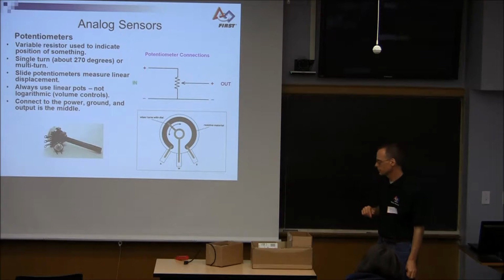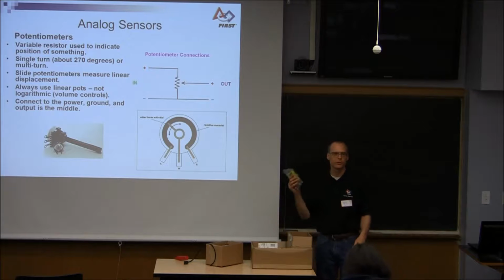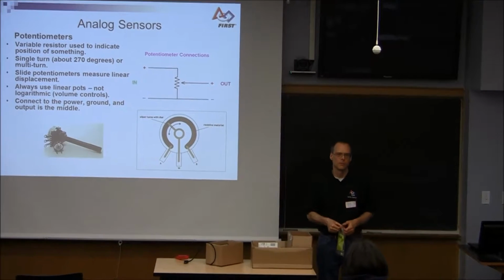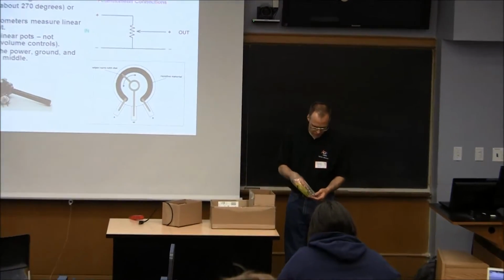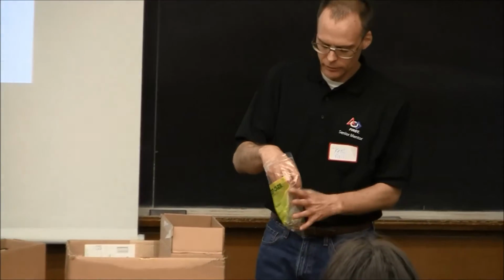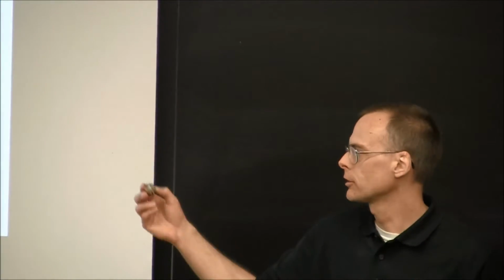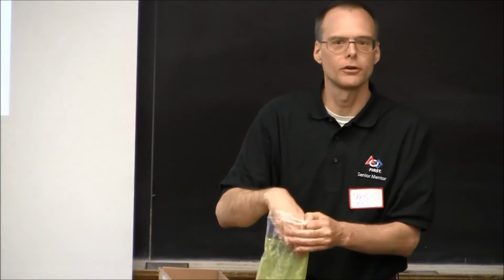The most common one is a potentiometer. Everybody know what potentiometers are? Variable resistors. I don't know why they don't just call them variable resistors. I have some examples in here. They usually look something like the picture on the screen. They have a knob that turns. These are called single turn, by the way, and by that it means about 270 degrees. They can't go 360. If you try that on the robot, you just snap them right off.